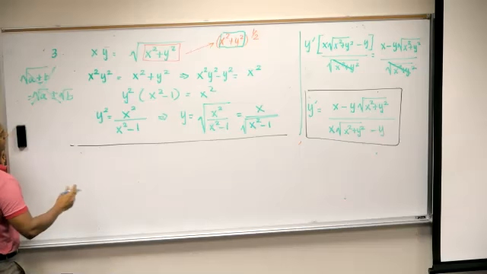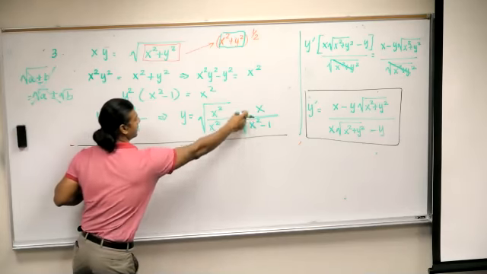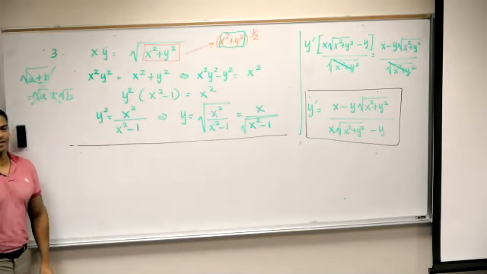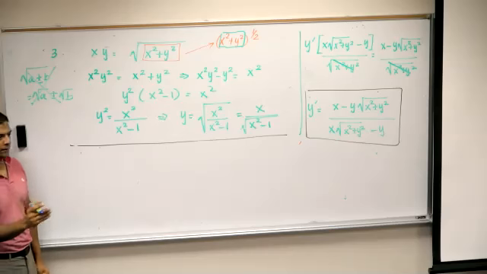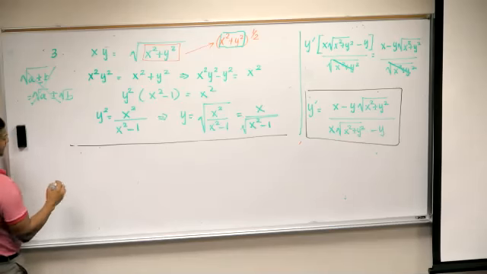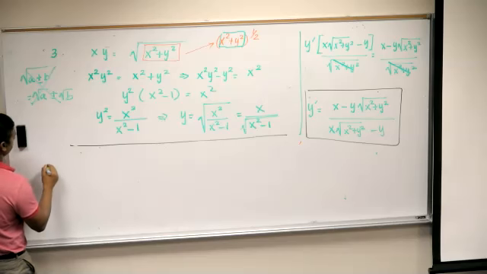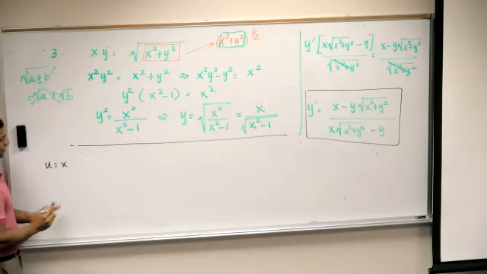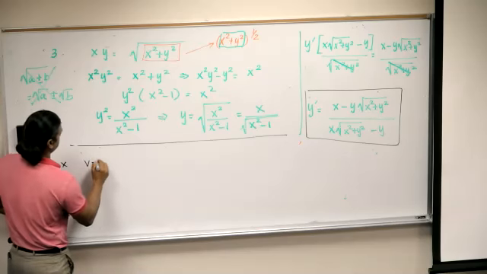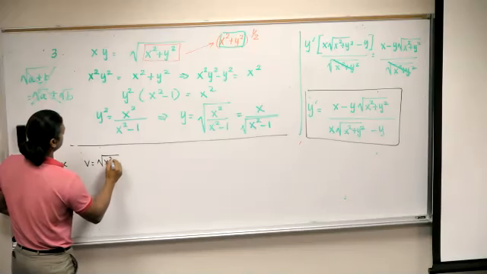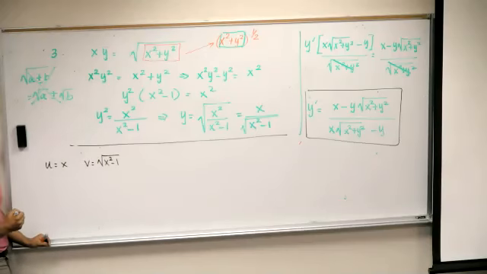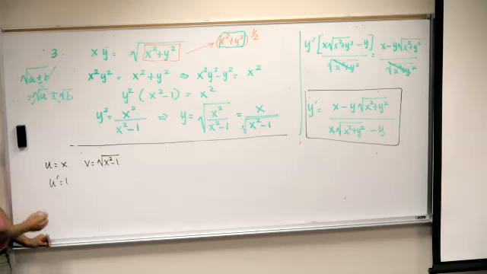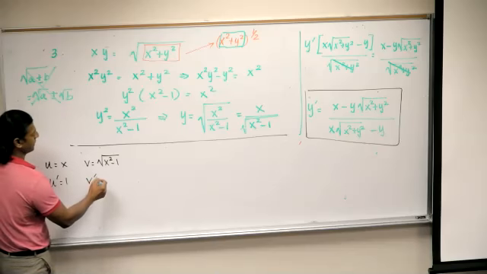Because we could use the chain rule. What is the derivative of x over the square root of x squared minus 1? How do we get it? You get v prime very easily with the chain rule. True. u is x. v is the square root of x squared minus 1. u prime is 1.